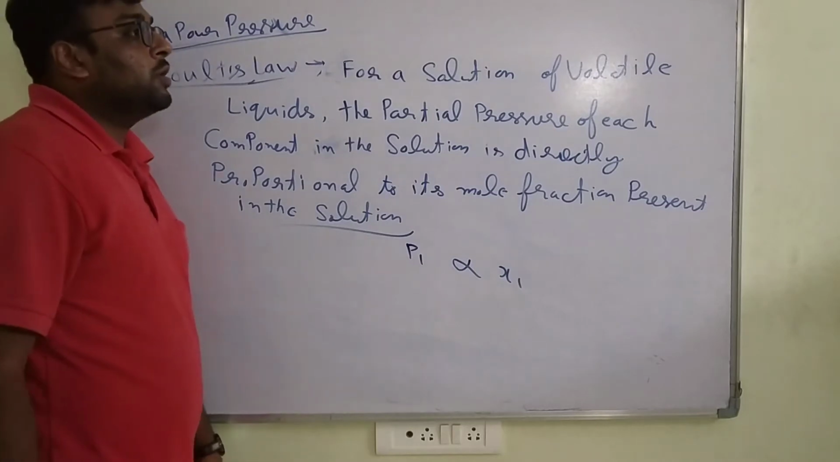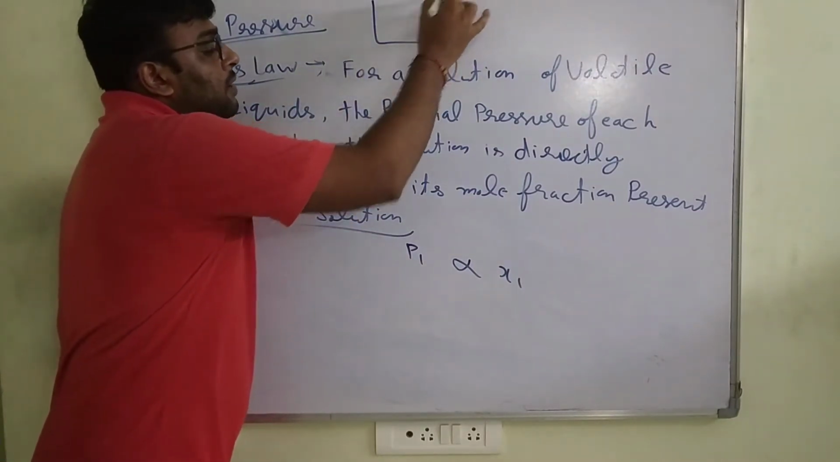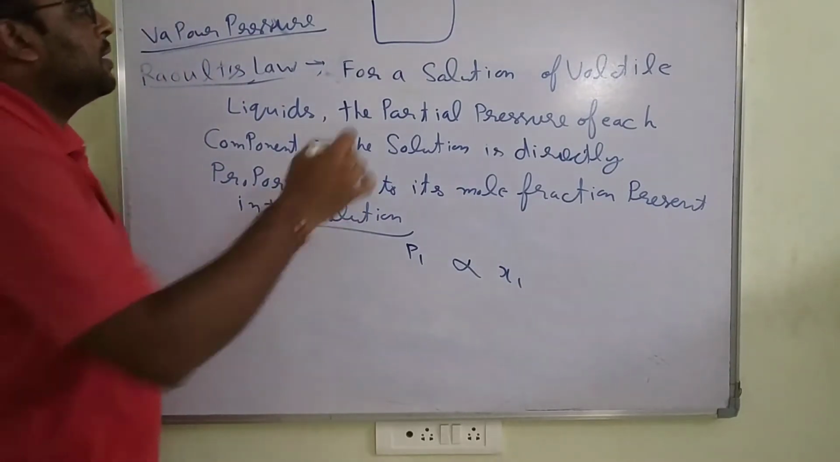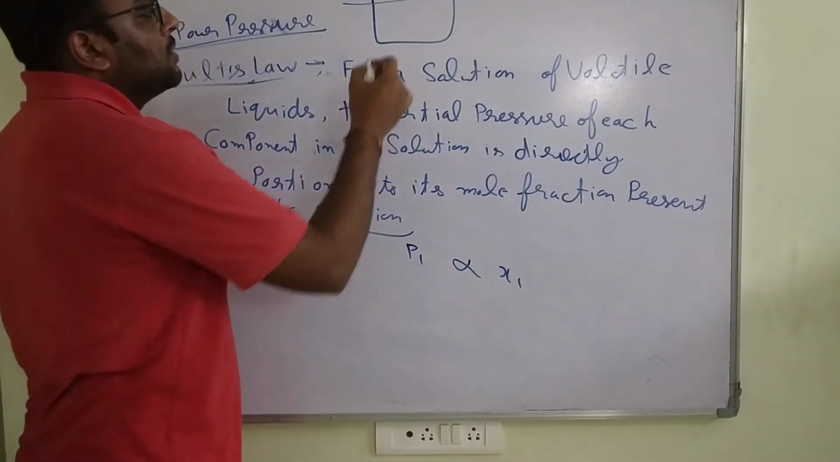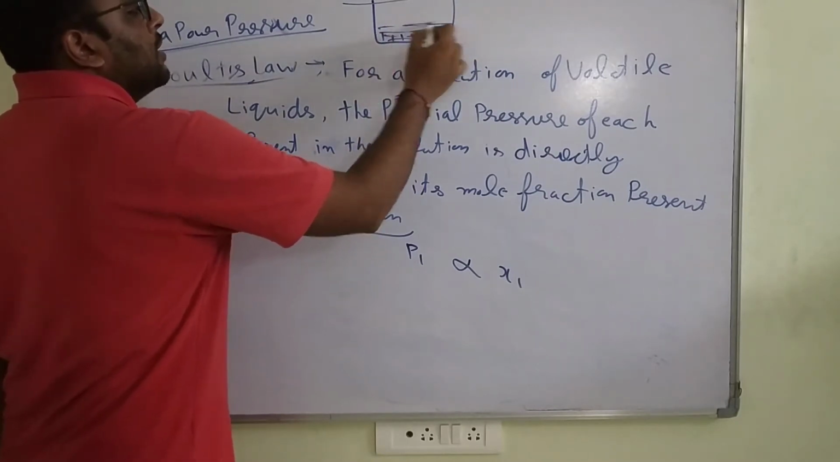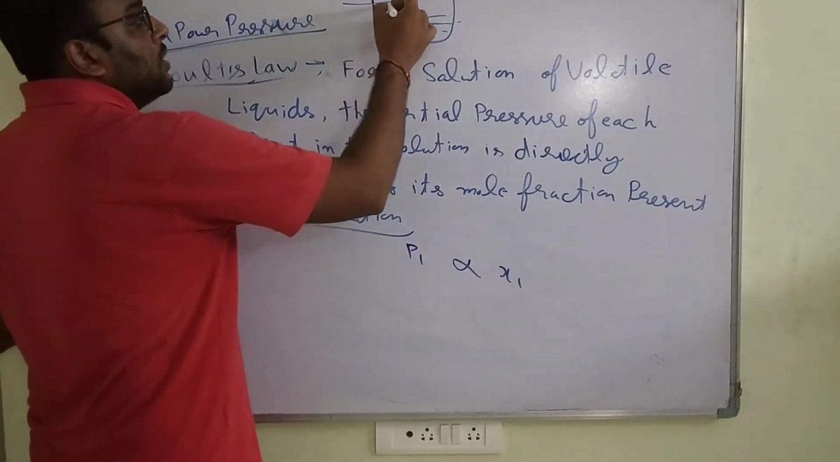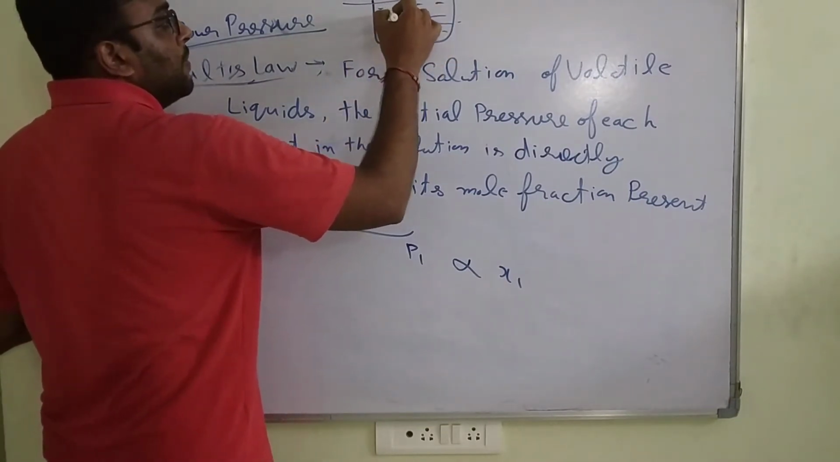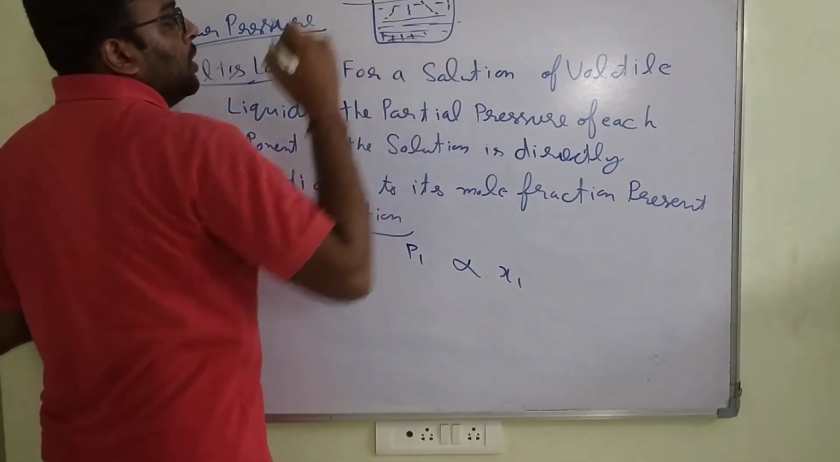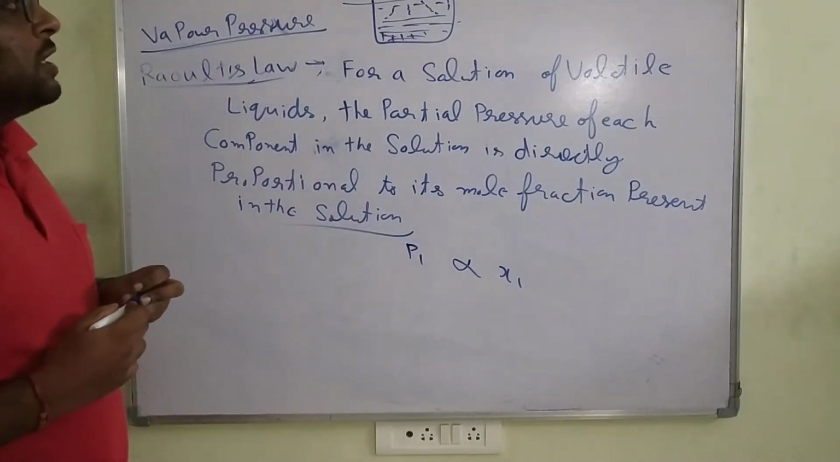Let me explain what vapor pressure is. Suppose I am taking an example; you can understand the proper definition from this example. Suppose there is water, a liquid, in this container. After some time, vapor is generated over here. Vapor is over here. So what is vapor pressure? At equilibrium condition. What is the equilibrium condition?